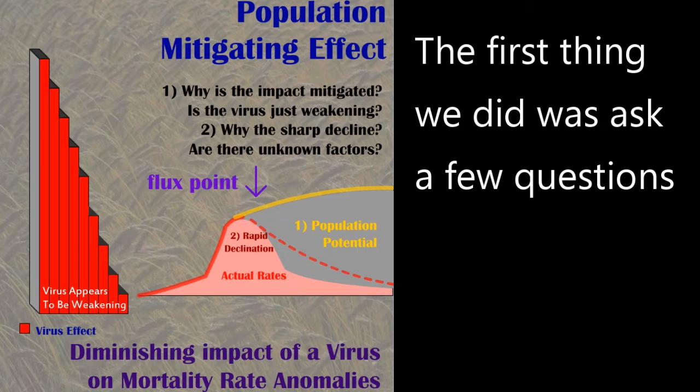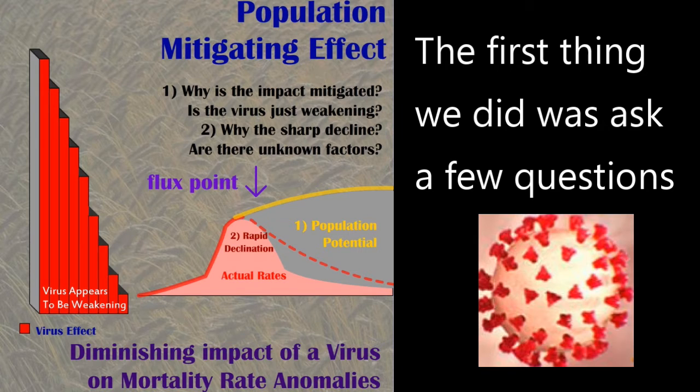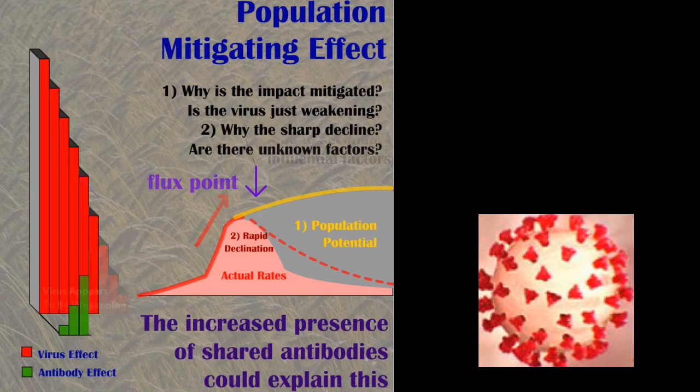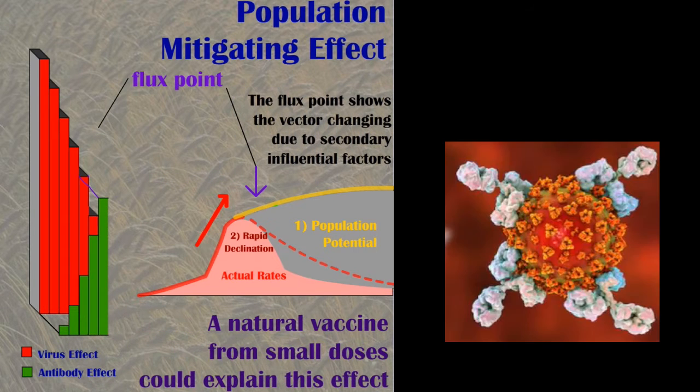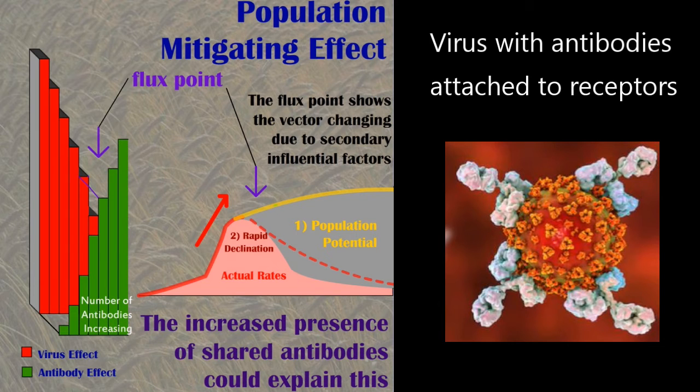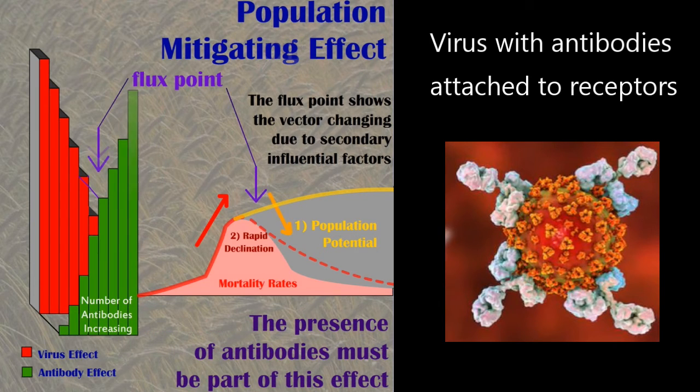The first thing we did was ask a few questions. What is mitigating the impact of this virus? Is the virus just weakening? Why is there a typically sharp decline at the end of this type of viral epidemic? The flux point showed where the vectors were changing. So some factor was causing this change, and we knew that it had to have something to do with an antibody effect.